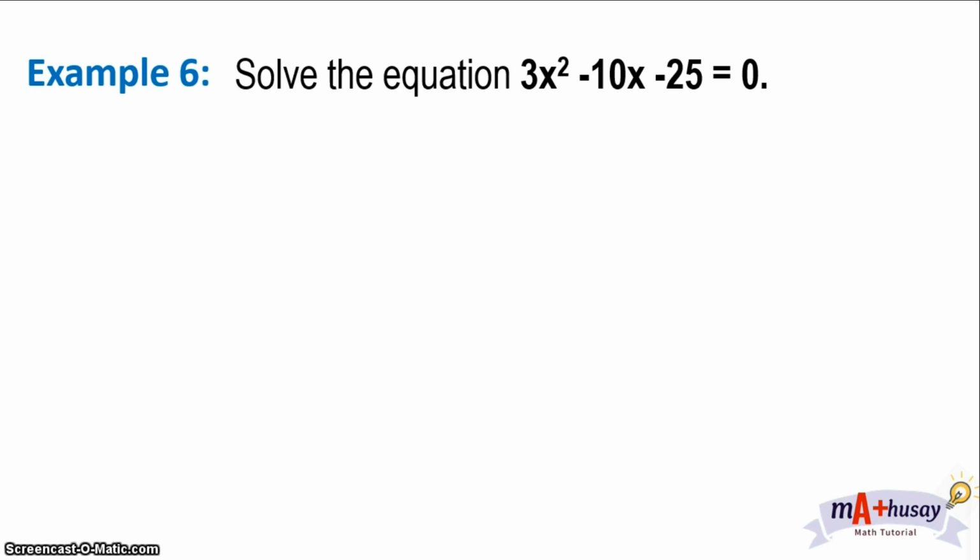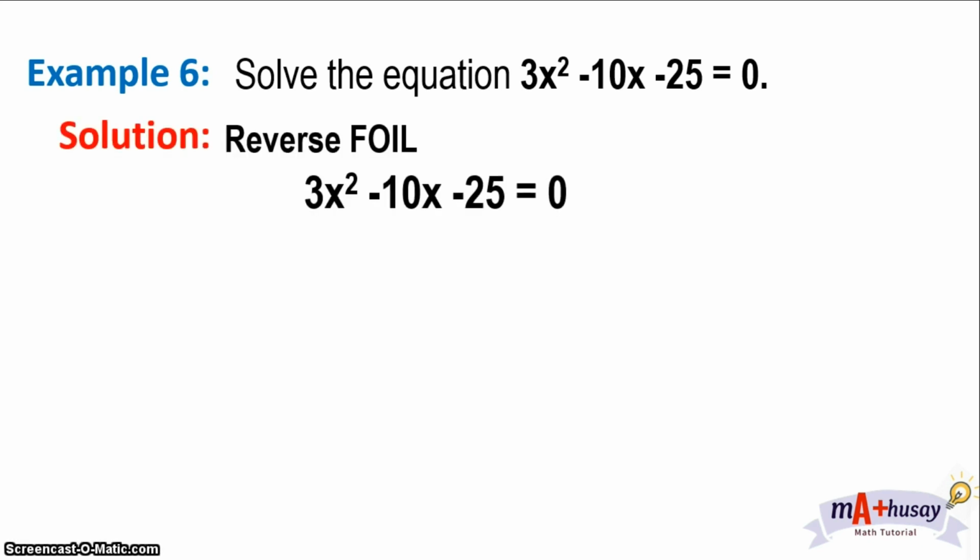So, to factor 3x squared minus 10x minus 25 equals 0, kailangan nating isipin ang factors ng 3x squared at ng 25. Dapat kapag in-add natin siya, dapat makuha natin si negative 10x. So, ang factors ng 3x squared ay 3x and x. Now, we have to think of the factors of 25. Ano ba ang factors ng 25? So, you can have these pairs.